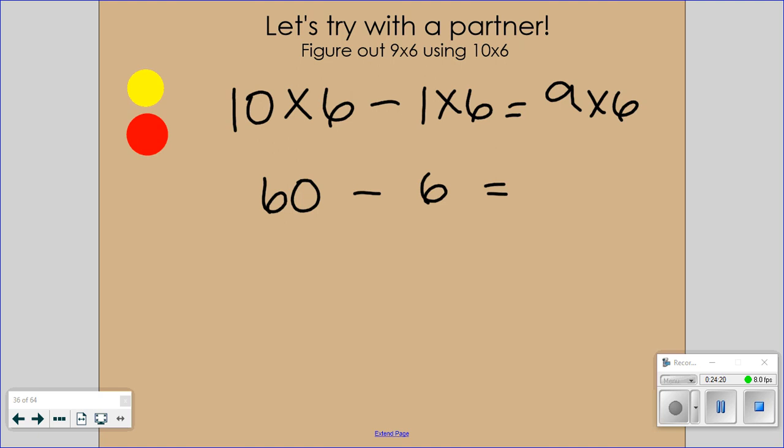Lincoln? We started at 60 with 10 groups of 6, but then I had to subtract one group of 6, so now where am I? Now where am I? So, yeah, this equation matches this. This equation matches this. And then this will match our answer.